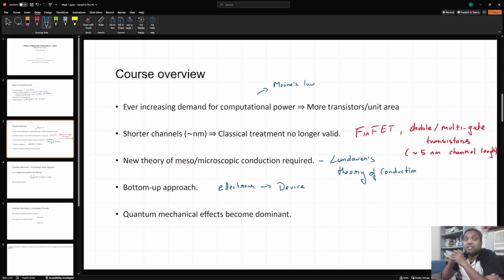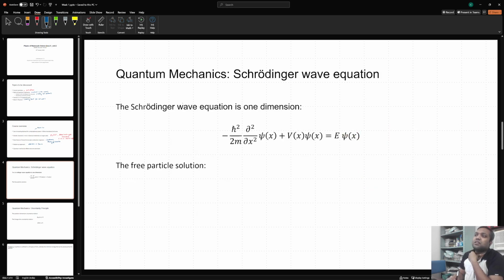Such a representation is no longer possible when we are looking at short channel devices. As a result, we need to move to the bottom-up approach, where we start from the physics of the device and then move to the property of the device itself. And since we are starting from the properties of electrons, it becomes essential to understand the quantum mechanical effects, and to do that we need a basic introduction to quantum mechanics. That is why we are looking at quantum mechanics, and that brings us to the first topic of the day, which is the Schrödinger wave equation.